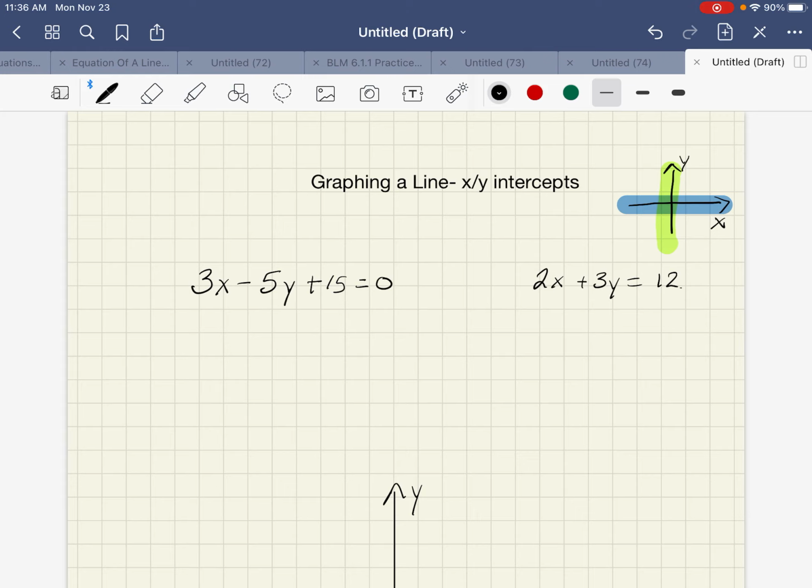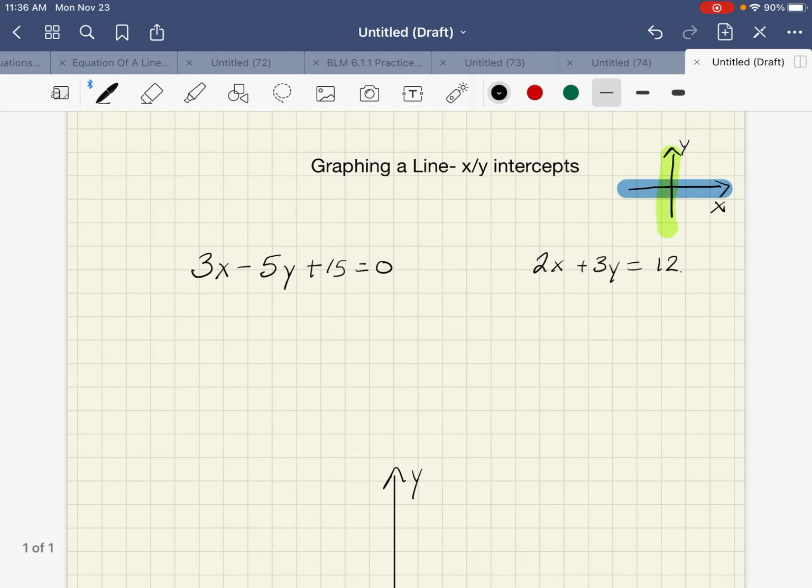So if you're given the x and y intercepts, you can just plot those 2 points, then you can connect it, and there's your line. Sometimes you're going to need to calculate it though. So usually you want to use this method when your line is in standard form.